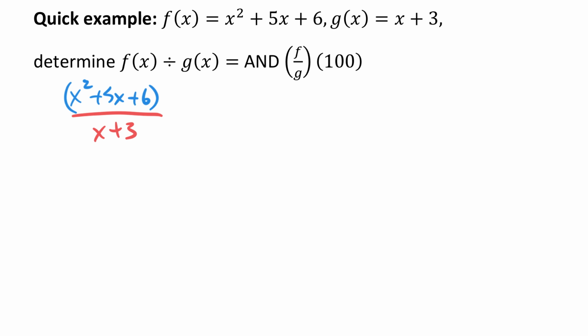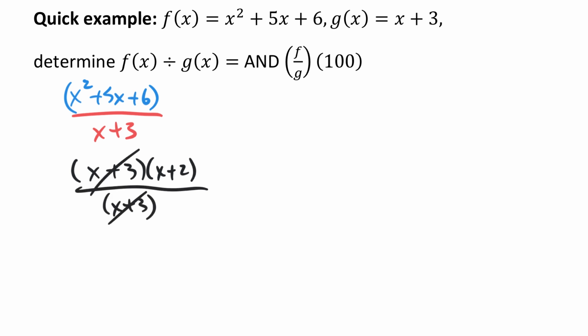All right, so hopefully you realize that we could factor this as x plus 3, x plus 2 over x plus 3. That allows us to cancel and simply get x plus 2. So then when we want to find f divided by g of 100, that's going to be 100 plus 2, which is just 102.